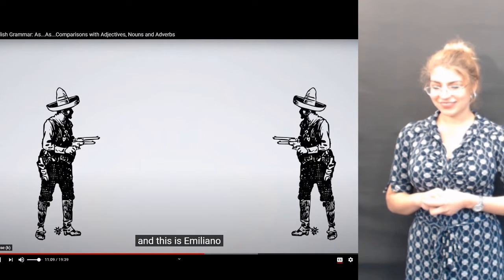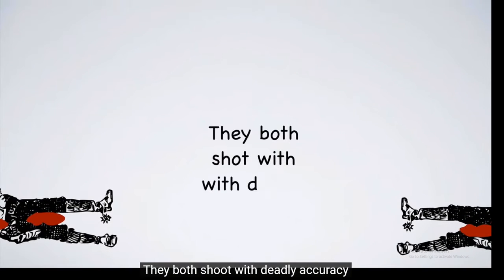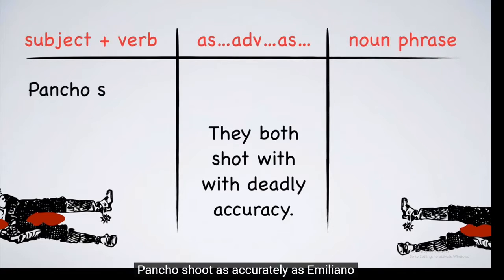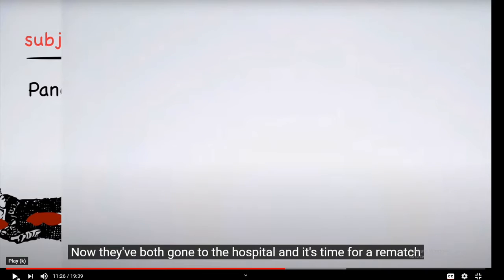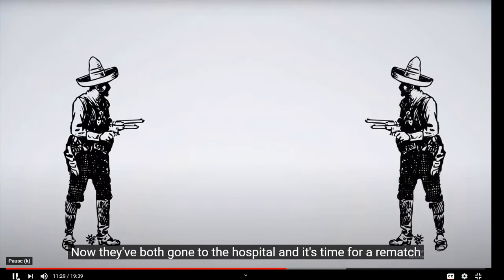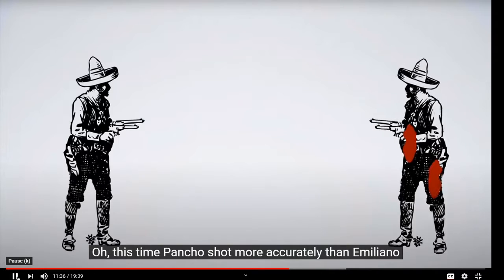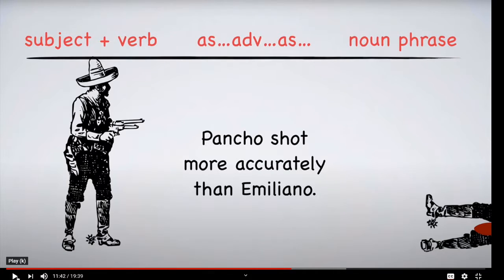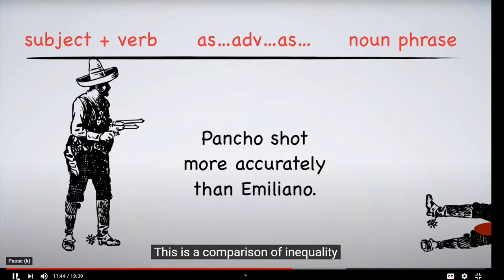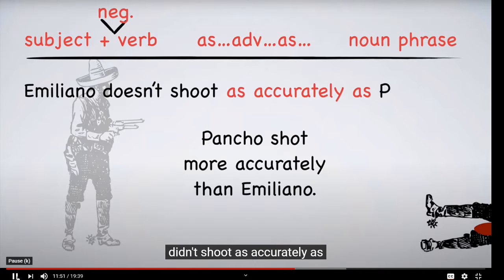Pancho! Emiliano. Prepárate para morir. They both shoot with deadly accuracy. Pancho shoots as accurately as Emiliano. Now, they've both gone to the hospital, and it's time for a rematch. Oh, you missed! Ooh, this time, Pancho shot more accurately than Emiliano. So this is a comparison of inequality. It will be negative. Emiliano didn't shoot as accurately as Pancho.